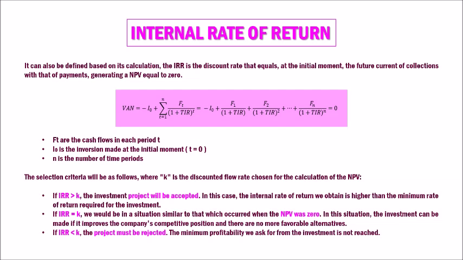the NPV was 0. In this situation, the investment can be made if it improves the company's competitive position and there are no more favorable alternatives. If IRR is less than K, the project must be rejected. The minimum profitability we ask for from the investment is not reached.